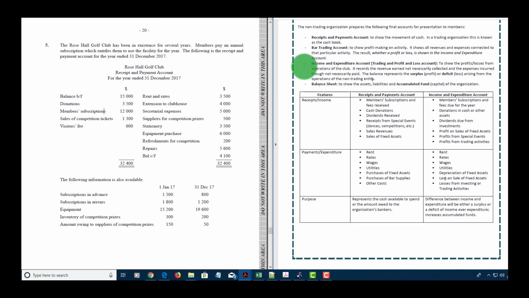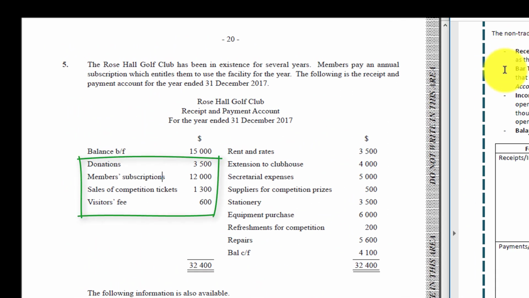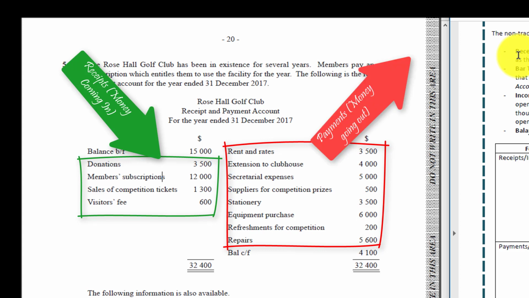In addition to the income and expenditure account, non-trading organizations would have a receipts and payment account to show the movement of cash and checks. In a trading organization, this is known as a cash book. Alright? So all cash and checks received and paid out would be recorded in their receipts and payment account.